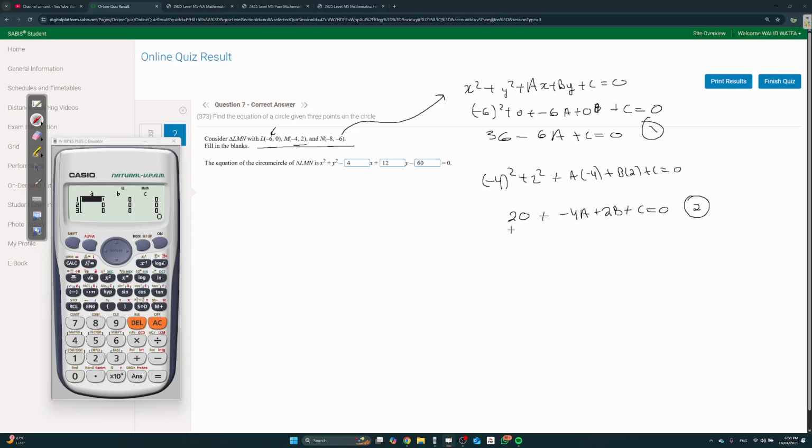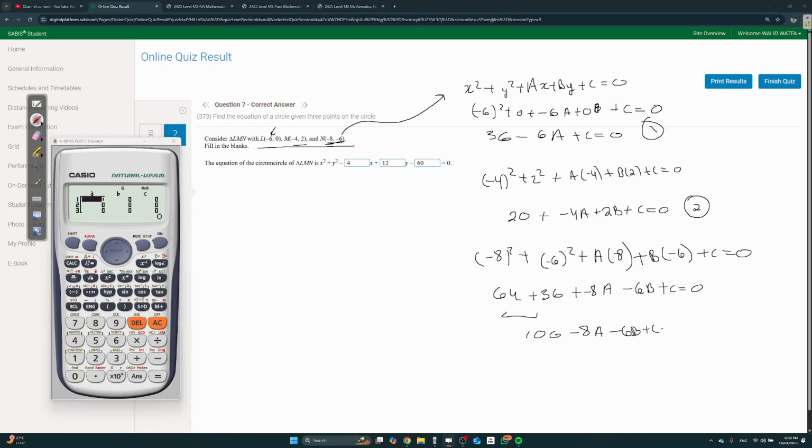This is equation 2. Third equation, third point: minus 8 squared plus negative 6 squared plus a times negative 8 plus b times negative 6, plus c is equal to 0. So you're going to get 64 plus 36, which is 100, minus 8a minus 6b plus c is equal to 0. This is the third equation. So now you have 3 equations.